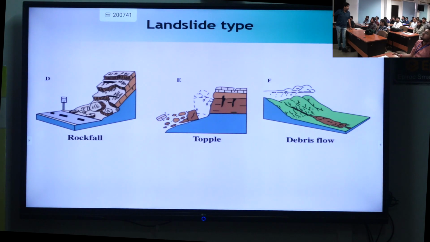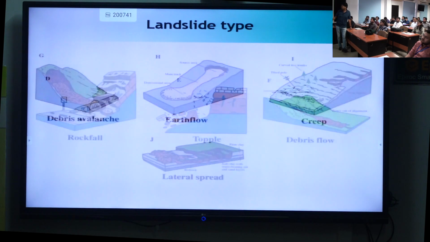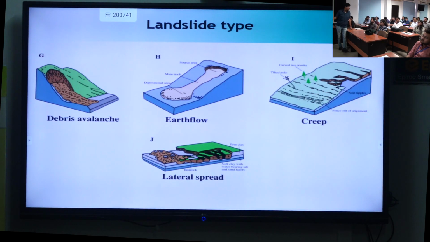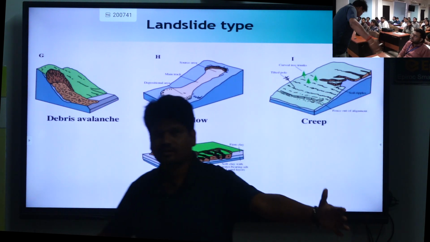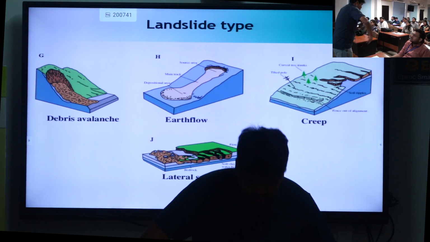So that's how the analysis has to be done properly. Debris avalanche. You have glacier avalanche. Similar kind of assessment. Earth flows. Creek. Lateral spread. When an earthquake happens, sometimes there is a lateral spread. In between there is a huge gap.